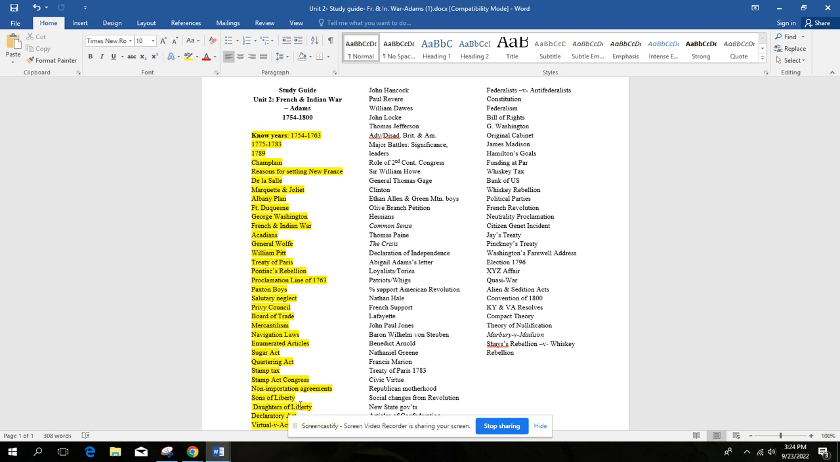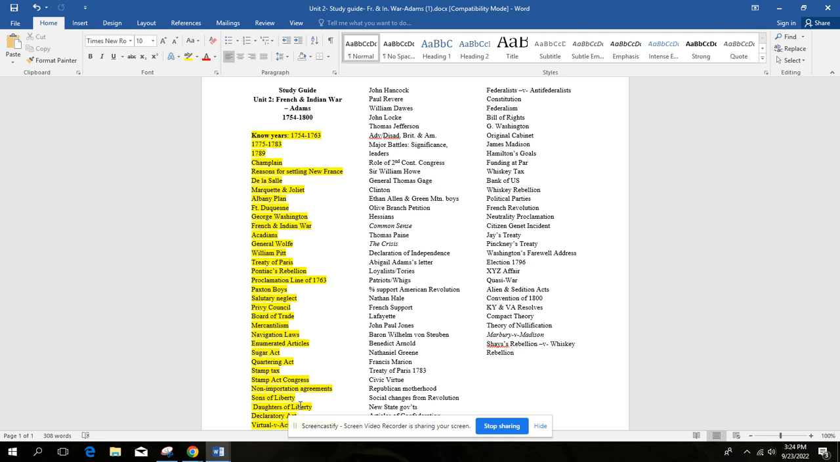Okay, like the Sugar Act. The Sugar Act is going to raise taxes on sugar from the West Indies. It's essentially a tariff, so you can still buy sugar from the West Indies, but you're going to pay more for it, even though it's closer and was more available than if you get it anywhere else.